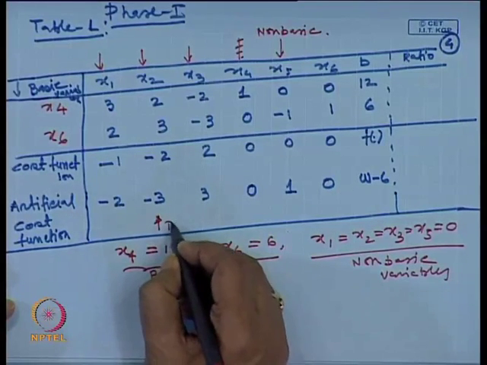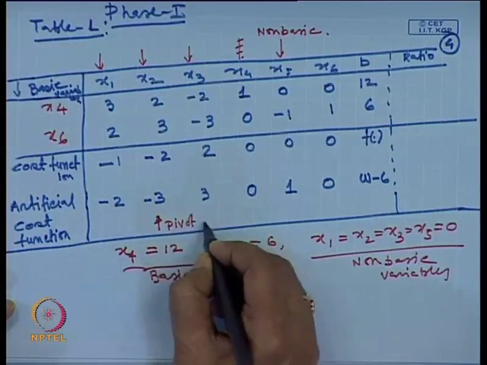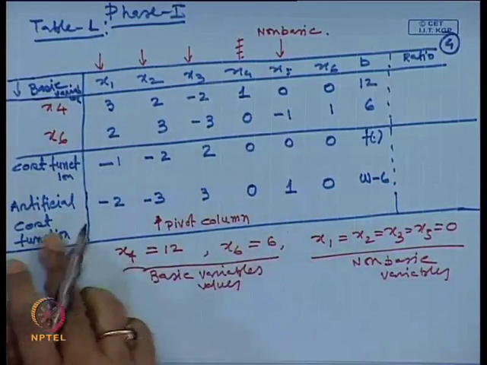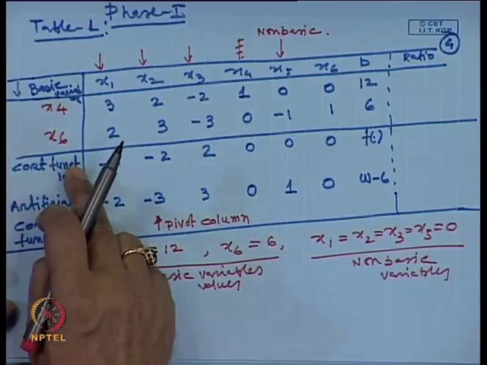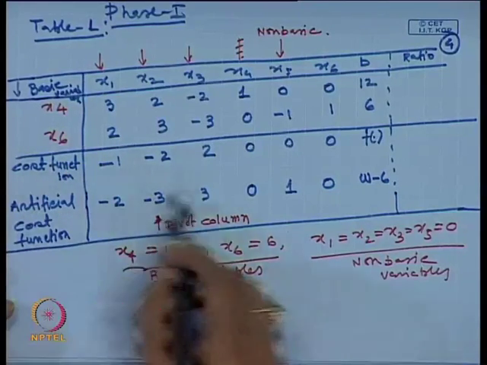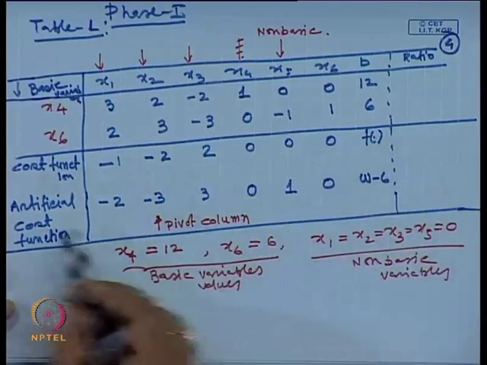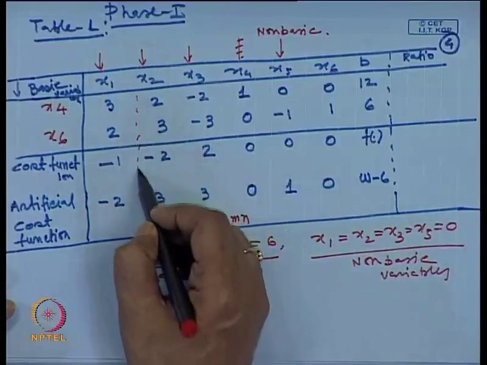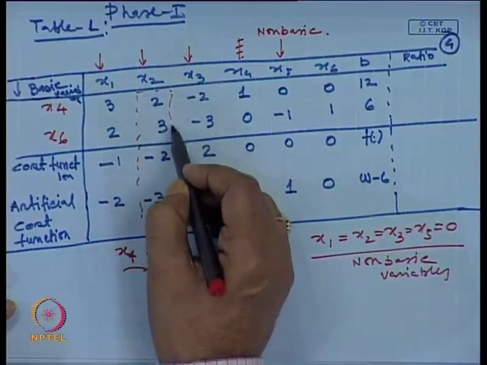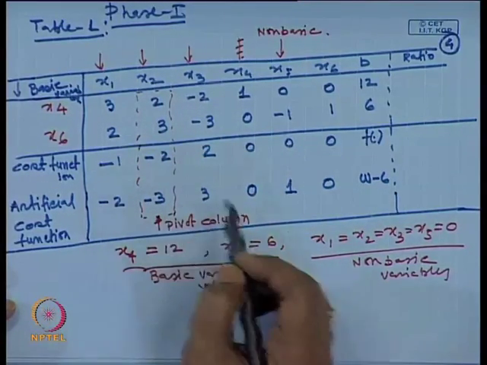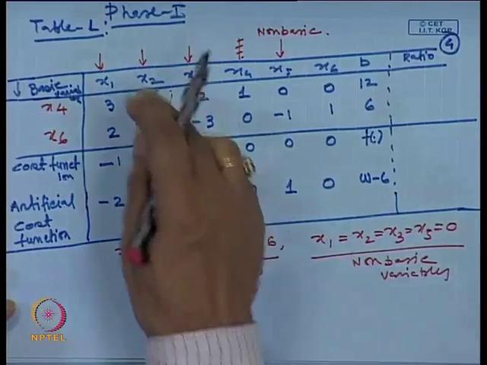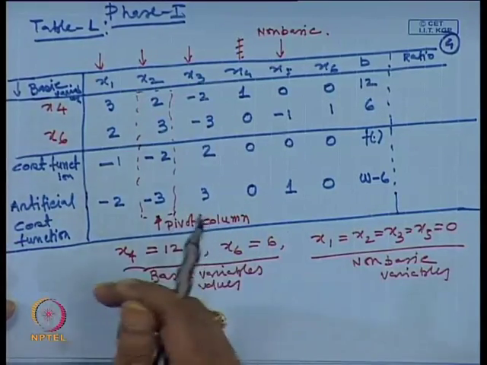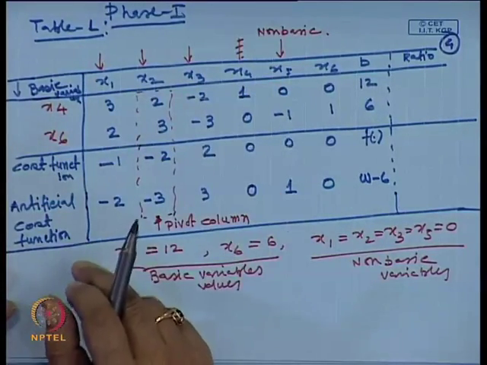So, this is our pivot column, because we have to minimize first W, then we have to minimize our cost function. So, we have to concentrate only on this last row, which is the artificial cost function. So, this is the pivot column, that means x2 is entering as a basic variable, entering basic variable is x2, and one of the basic variables will leave as a non-basic variable.